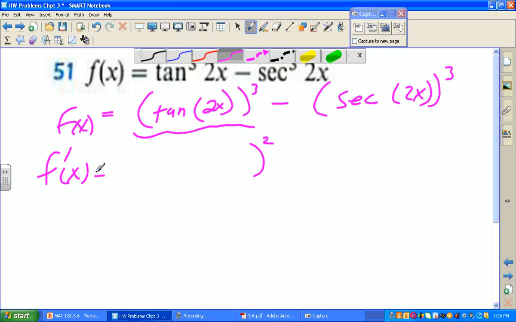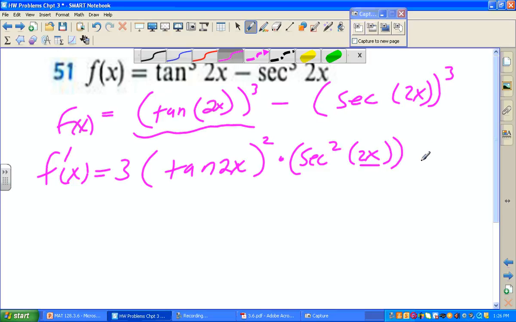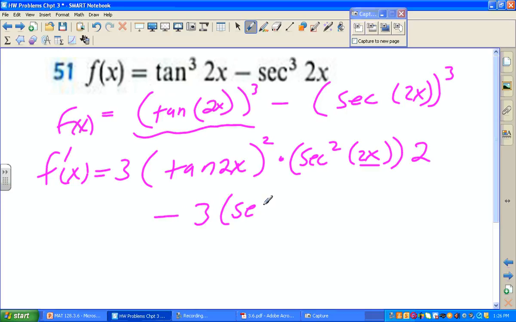I'll rewrite that. Equals 3, and then you still have the tangent of 2x inside of that. Multiply it by the derivative of tangent, which is secant squared of 2x. Then multiply that by the derivative of 2x, which is 2. That's just the derivative of the tangent cubed of 2x. Then you subtract from that the derivative of secant cubed of 2x. So subtract. Same format. Secant 2x squared, secant 2x, tangent 2x. And then you got to multiply by the derivative of 2x, which is again 2.